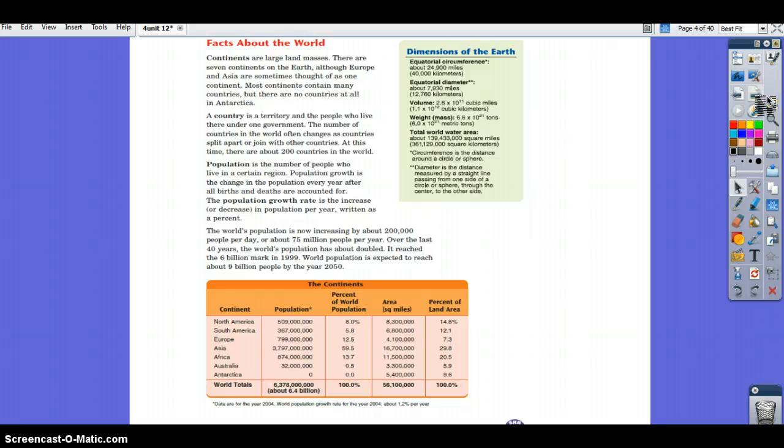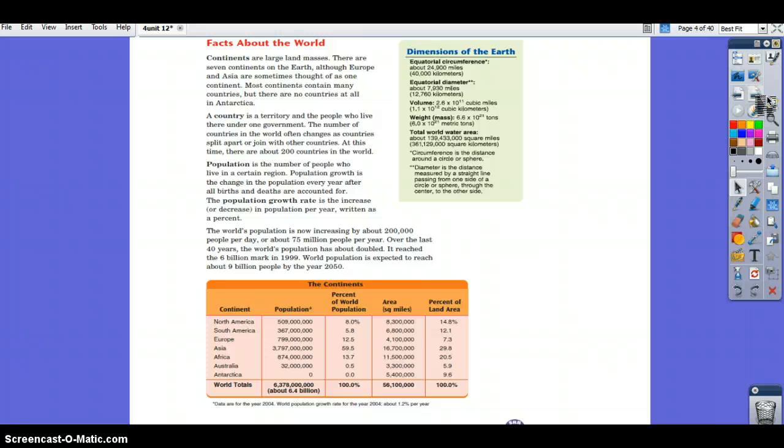Facts about the world. Continents are large land masses. There are 7 continents on the earth. Although Europe and Asia are sometimes thought of as one continent, most continents contain many countries, but there are no countries at all in Antarctica. A country is a territory, and the people who live there are under one government. The number of countries in the world often changes as countries split apart or join with other countries. At this time, there are about 200 countries in the world.